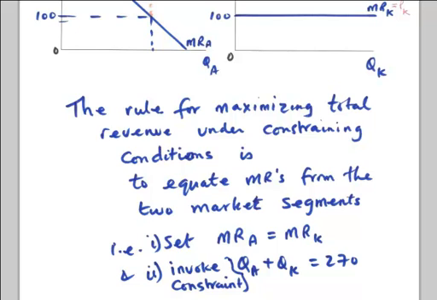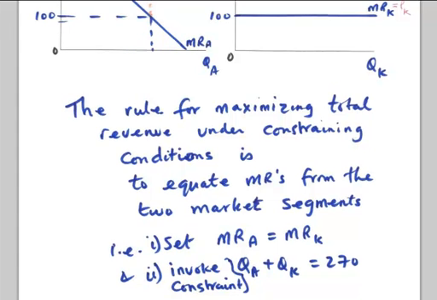So the constraint is the number of passengers we can seat, and we equate the marginal revenue for adults to the marginal revenue for children, which will be $100. Notice the marginal revenue for kids is the same as the price because the demand curve is horizontal. So the demand curve and the marginal revenue curve will be coincident at every point.